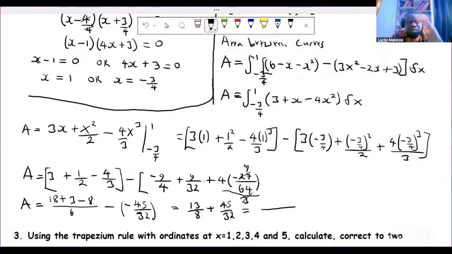Now, to solve this, 8 can go in 32 4 times, right? So let me put 32 here. 8 in 32, that's 4. 4 times 13 is 52. Then 32 in 32, 1. 1 times 45 is 45. So 52 plus 45, what would that be?